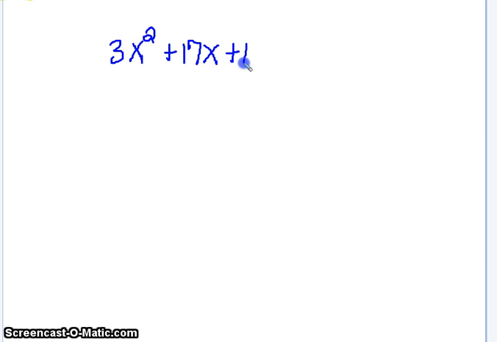This is perfect. It does not have a common factor. 3 doesn't go into all the terms. 17 doesn't go in. X doesn't go in. 10, 2, 5, not everything is divisible by one thing, so we need to split the middle term. It is in the form of ax squared plus bx plus c.